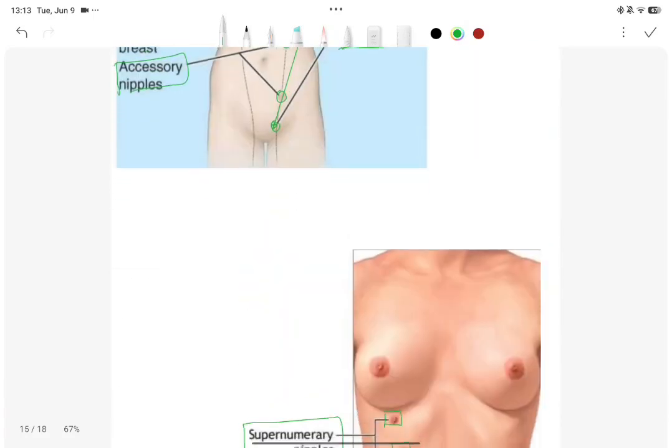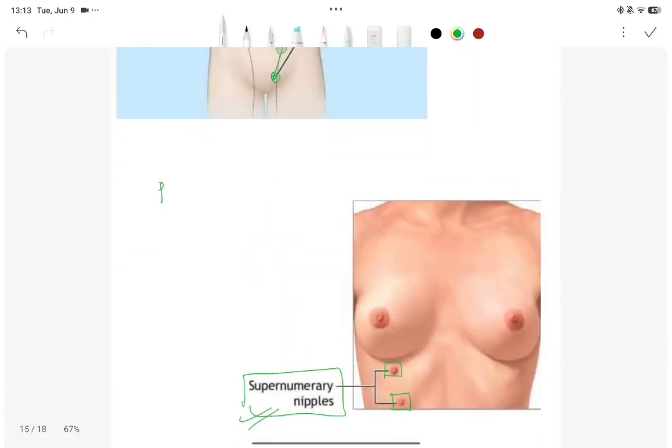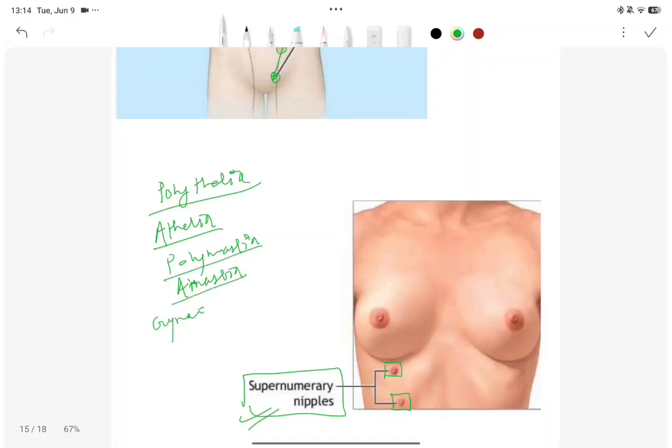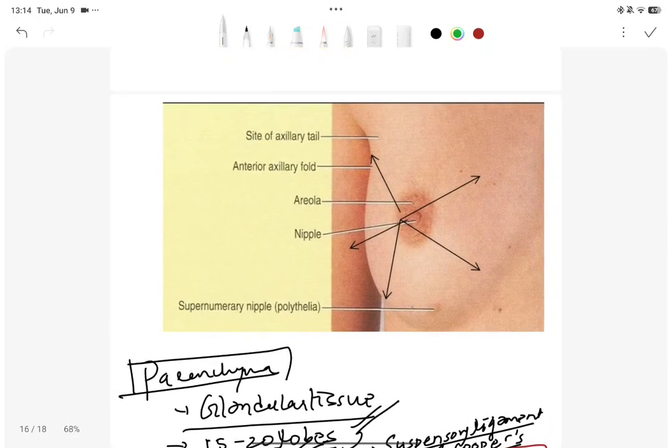There is another condition known as polythelia. If there is no nipple, it is athelia. If there are two or more breasts, it is polymastia. If there is no breast, it is amastia. And there is something called gynecomastia, which is simply the development of breast tissue in men.